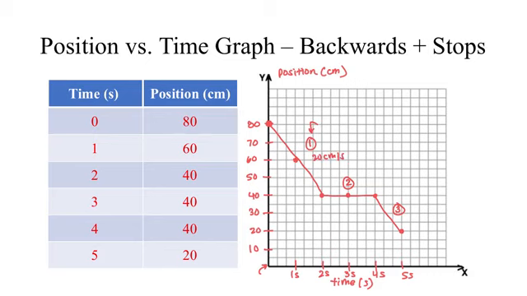But in this case, the slope of this line is negative. So if I were to do a quick calculation, I could take a look at this point, 2, 40, and this point right here, 0, 80. And if I were to calculate the slope using the same way, y2 minus y1 over x2 minus x1, I would get 80 minus 40 over 0 minus 2. That would give me a speed of negative 20 centimeters per second.